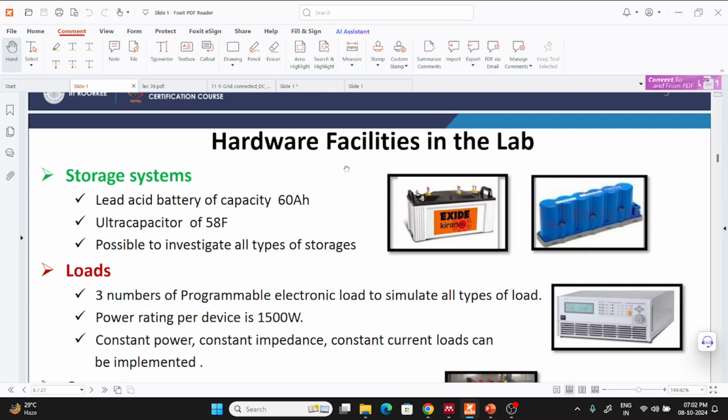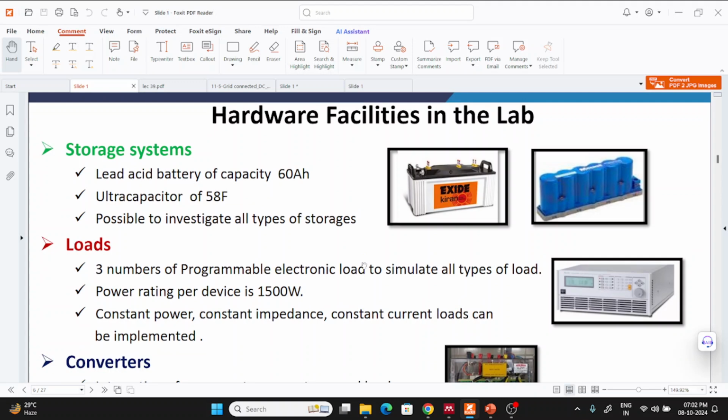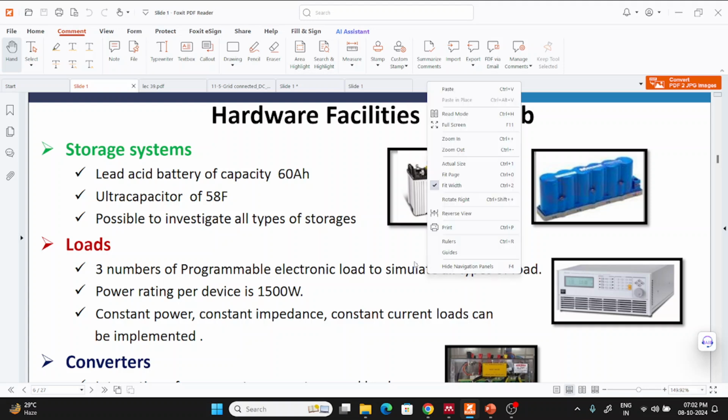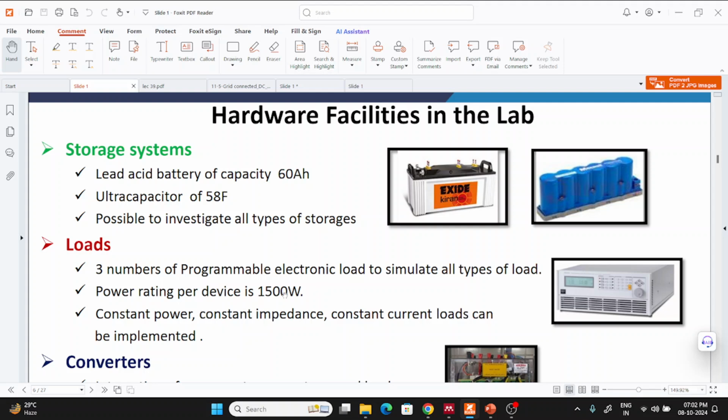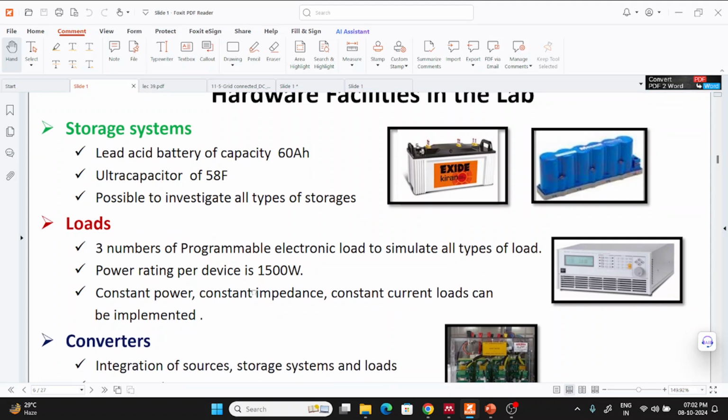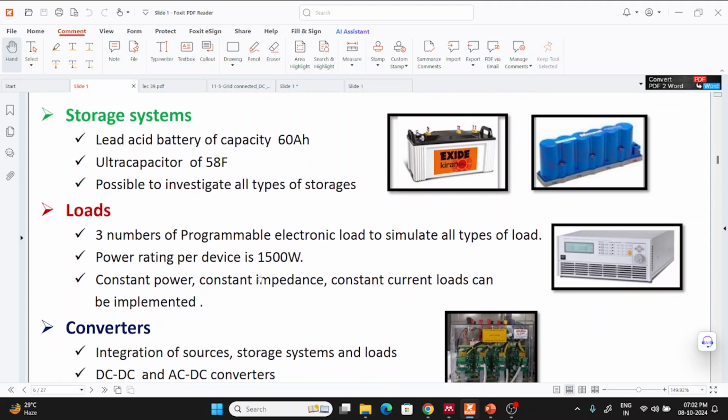Here we can see various types of loads. Electronic loads are there to simulate all types of load, and their ratings vary per device from 1500 watt, and they may be constant power, constant impedance, or constant current loads. Whatever type of load we want to implement can also be implemented from these devices.